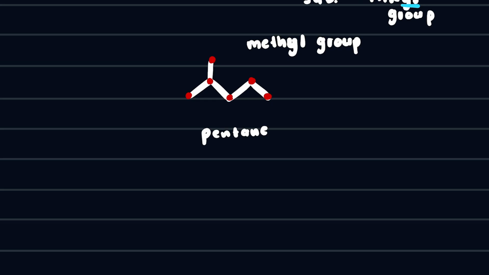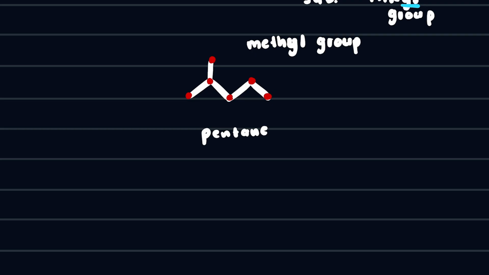Now, when you name it, now that we know there's a methyl substituent added to the pentane carbon chain, how do we know where the methyl group's placed? We can't just name it methyl pentane. Where specifically, on what carbon is the methyl group attached to? You always give the substituent you place the lowest number of the parent chain.